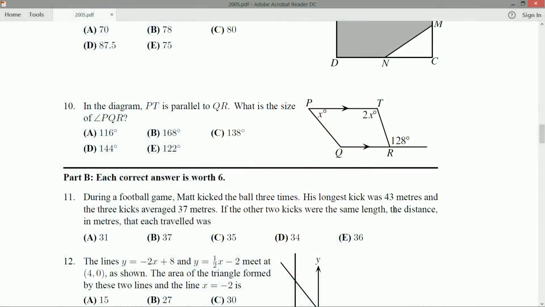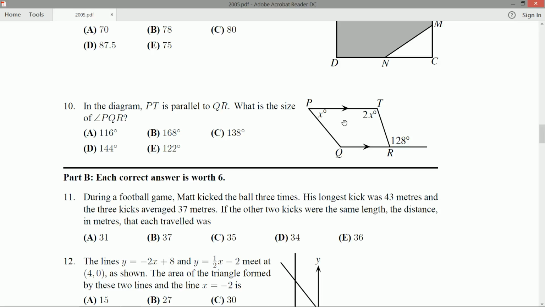Alright, so question 10, that's what we're going through. In the diagram, PT is parallel to QR, and they have the nice arrows going through here, so we know it's parallel. Standard convention. What is the size of angle PQR? So we want PQR, so it's the one down in the corner here. Alright. What can we do? So we've got these X's here.